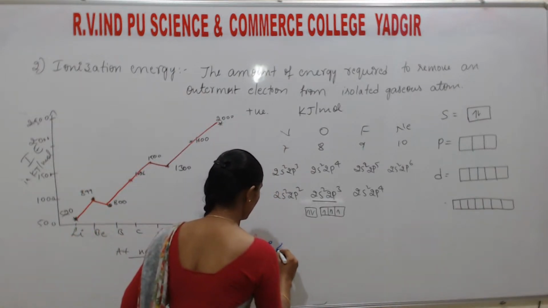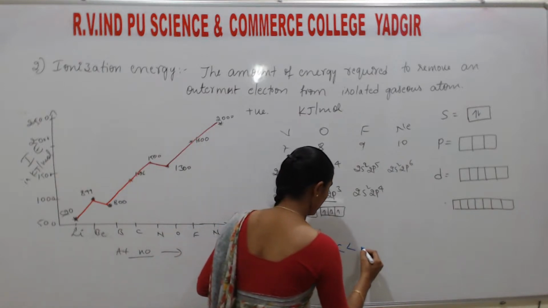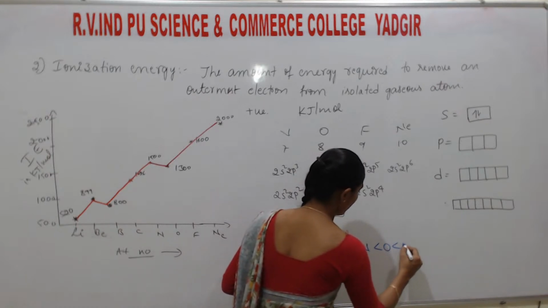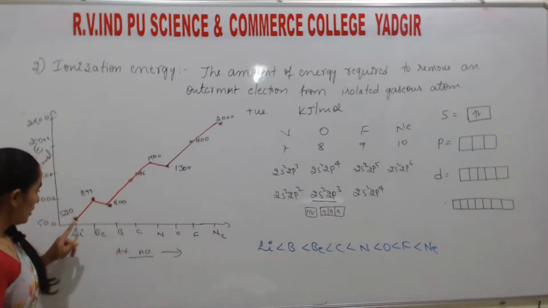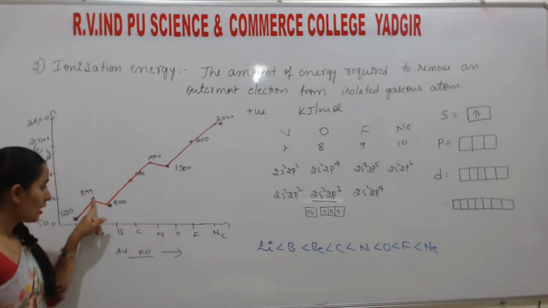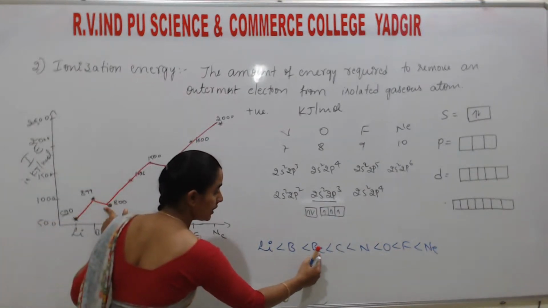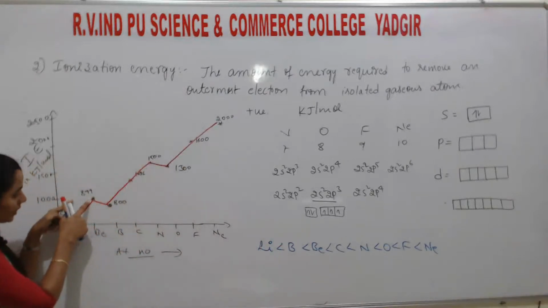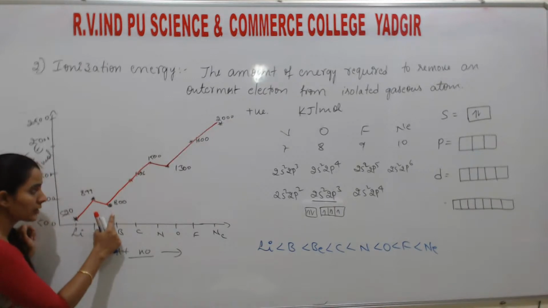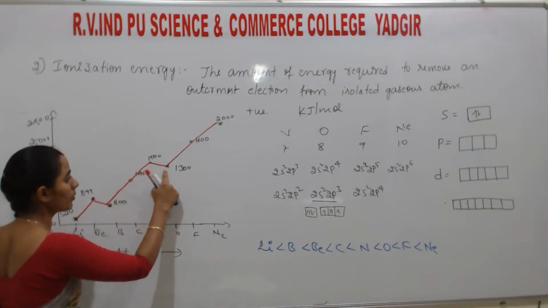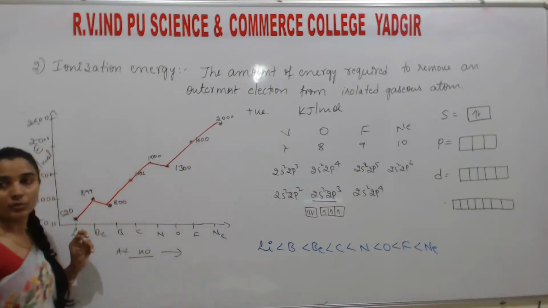I write lithium less than boron, beryllium, carbon, nitrogen, oxygen, fluorine, neon. This is the trend I told. So listen. Lithium has less energy than boron. But compare here: beryllium has more energy than boron. So energy increases up to beryllium, decreases for boron, again increases up to carbon, increases up to nitrogen, decreases for oxygen, again increases up to what?